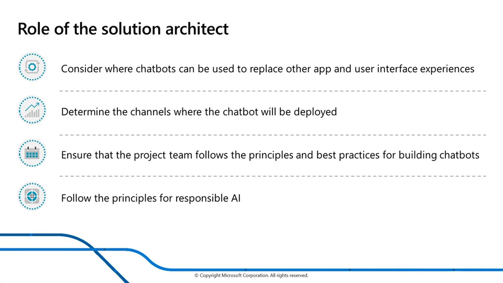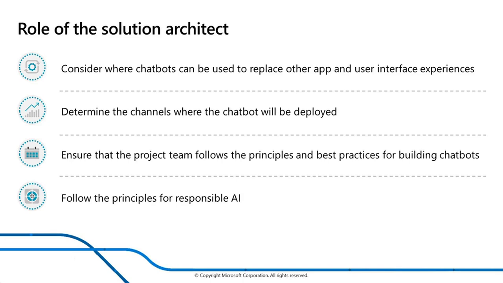Ensure that the project team follows the principles and best practices for building chatbots. That's, again, a problem with conventions. So you have to provide guidelines and conventions just to make sure that people will build the chatbot in a consistent way. And the last thing, but not the least, is to follow the principles of responsible AI.